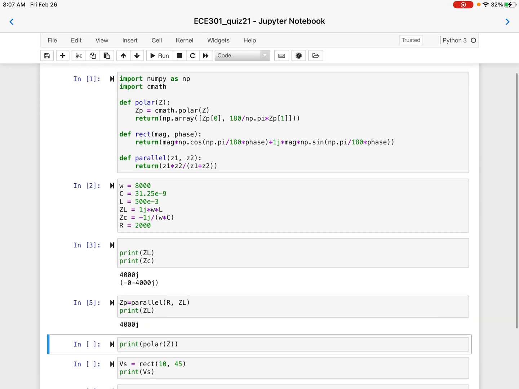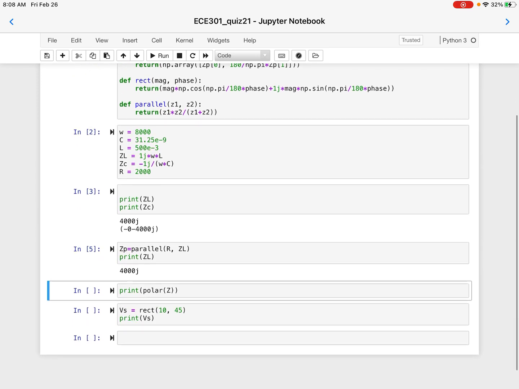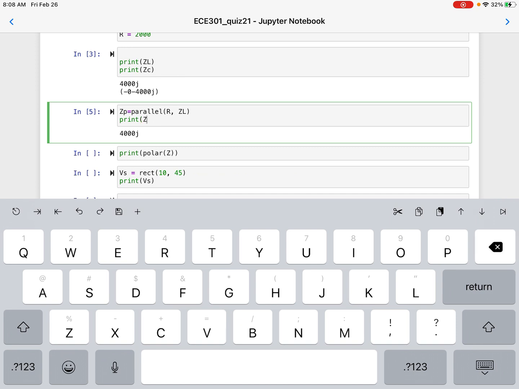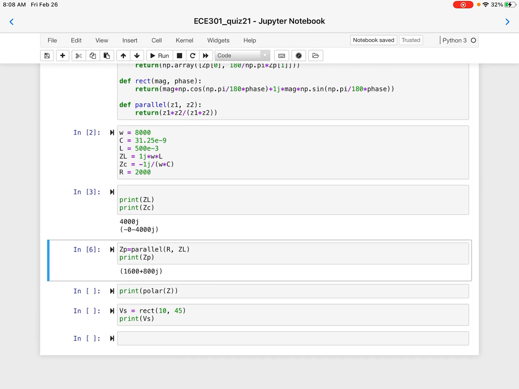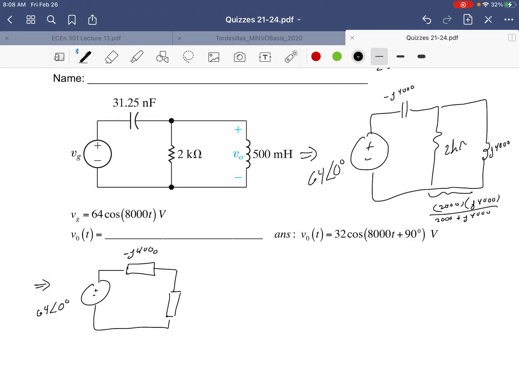So I have ZL, let's see, oh, sorry, I needed to print ZP. And I'm going to go ahead and run that cell again. Okay, and it's going to be 1600 plus 800J. So this guy here is equal to 1600 plus J800. So I've got my 1600 plus J800, and that is the, well, in phasor domain it's V0. Okay, so this guy here is going to be V0 related back to that guy.